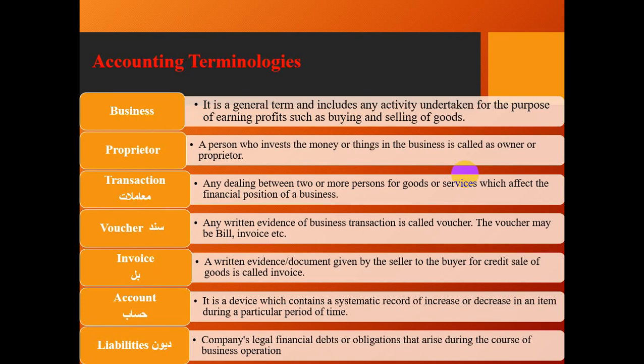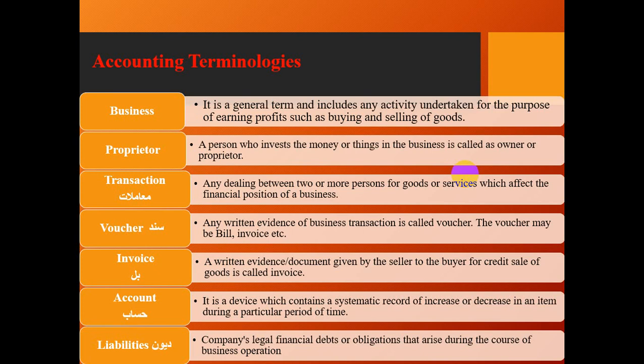We have invoice. Invoice is a type of voucher, a document which is given by the seller to the buyer. The next terminology is account. What is an account? An account is a systematic device of recording transactions. Whether increasing or decreasing in anything, that is called what? Account.